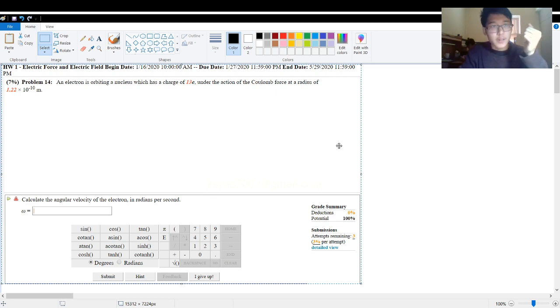Hey everyone, now we're going to question 14, the last problem. The question reads, electrons orbiting a nucleus with a charge 13e under the action of a Coulomb force at a radius of 1.22 times 10 to the power negative 10. Calculate the angular velocity of the electron in radians per second.